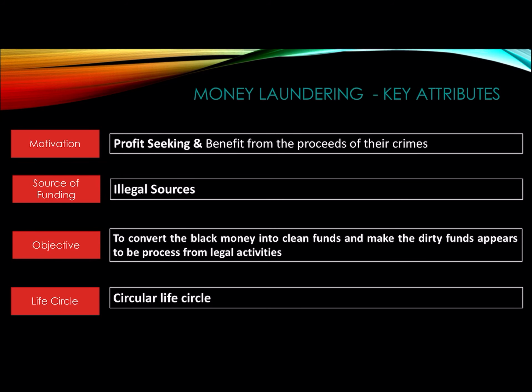So what is the life cycle? It's a circular life cycle in case of money laundering, where money is attained through illegal sources. The money launderer introduces that money into the system, and that money moves from his account to multiple accounts where multiple transactions are made, and then ultimately that money comes back to the money launderer. So that's why we say it's a circular life cycle.